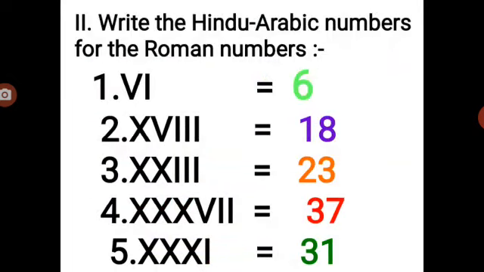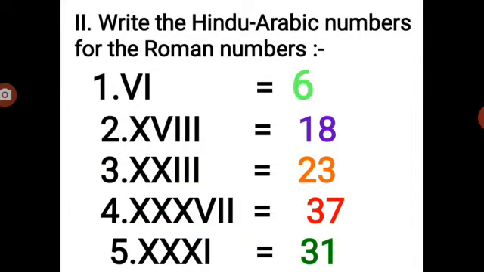Then the second exercise: write the Hindu-Arabic numbers for the Roman numbers. These are the answers to the Roman numbers given. VI: V for 5, I for 1. I after V, so 5 plus 1 is 6. So the answer is 6.